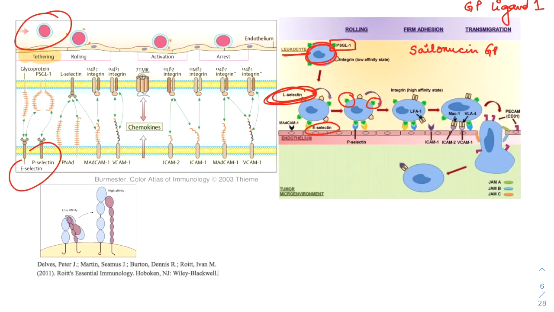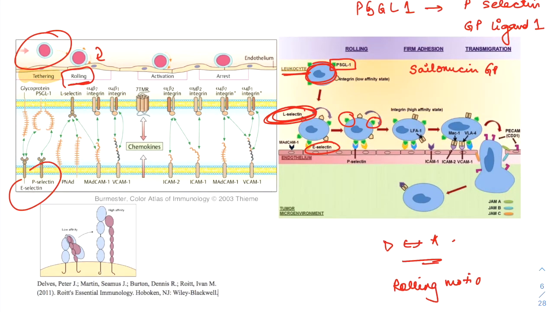The adhesion bonds between the selectin and the PSGL1 dissociate and associate again and again, resulting in the slow rolling motion. So this is the rolling motion that occurs on the endothelium by the repeated association and dissociation of the selectins and the glycoprotein ligands like PSGL1. In addition, the inactive integrins also help in the rolling motion.